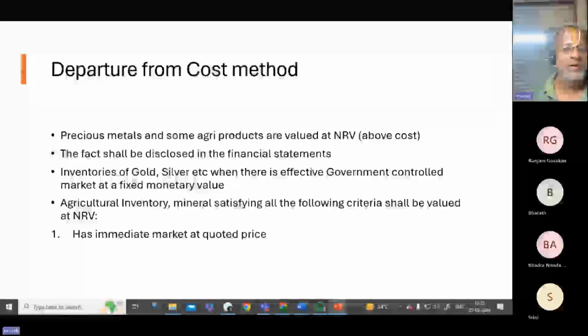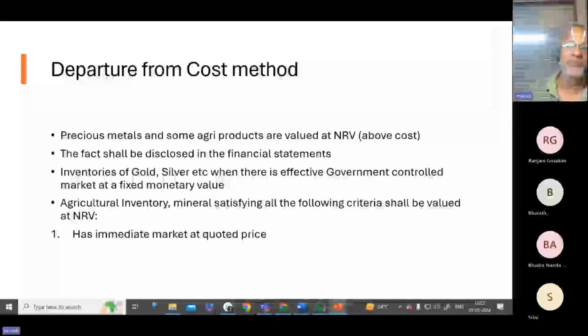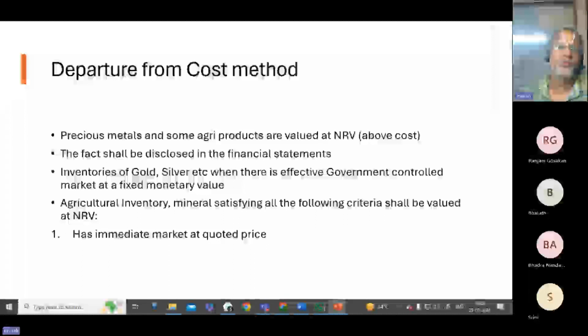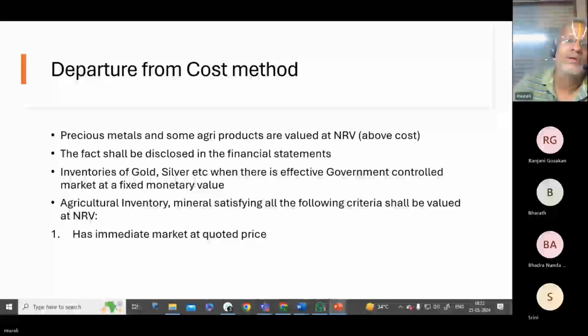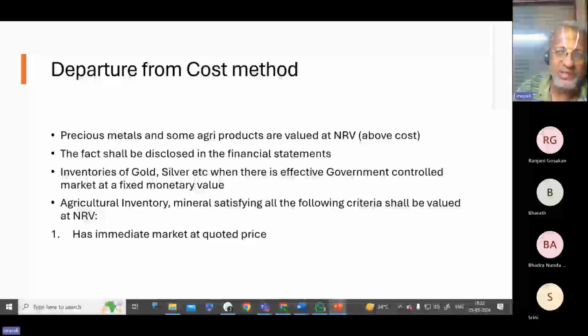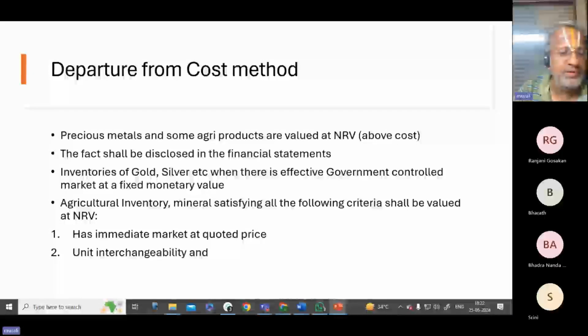What are those? It has got an immediate market at quoted price. So people will not be hesitating. Whenever we talk about a particular price, where you find the same price all over the place, it means people will not be bargaining, and people will effect the transaction only at the quoted price. Is that right? Where you have differential prices, people will try to negotiate and try to bring things to their advantage. Next one is unit interchangeability that you have.